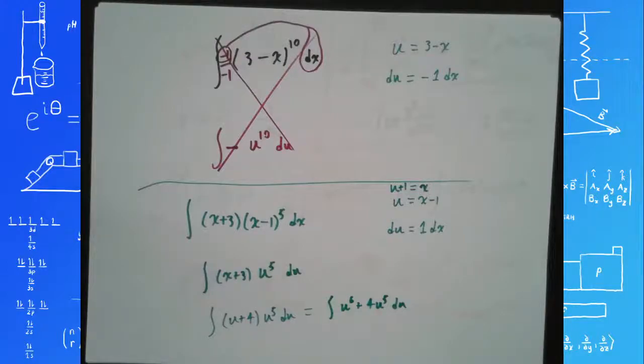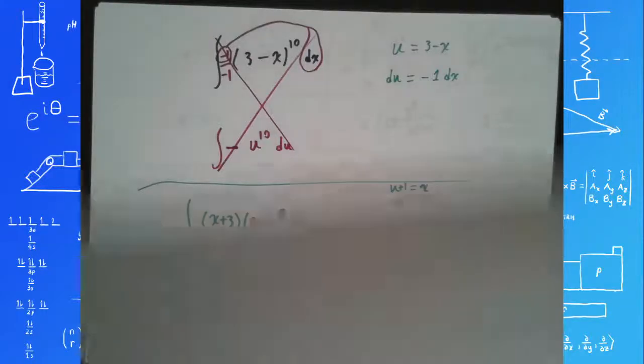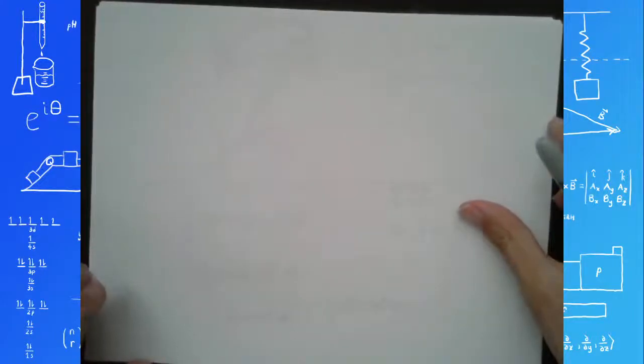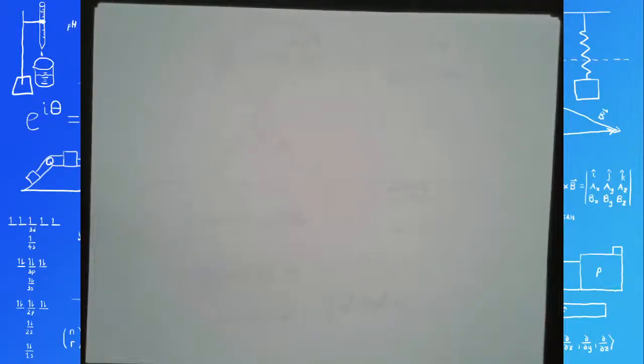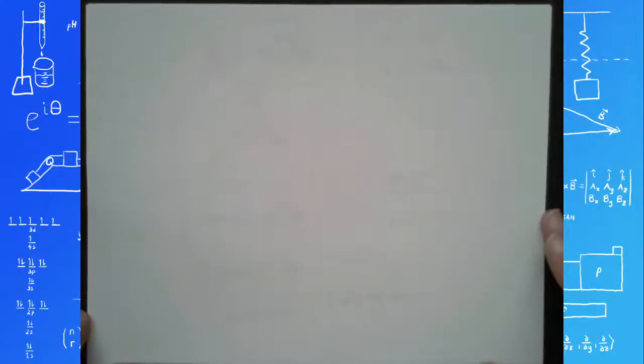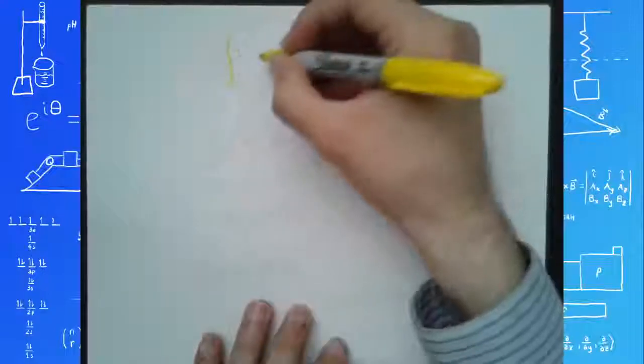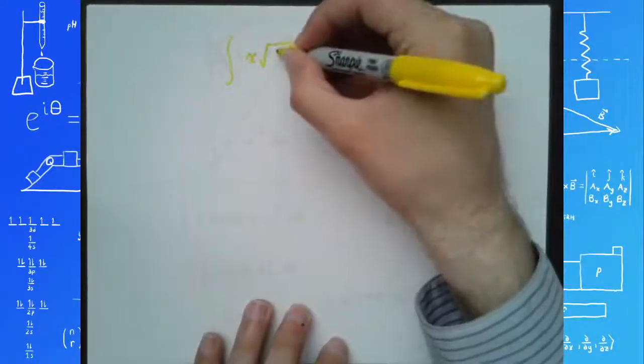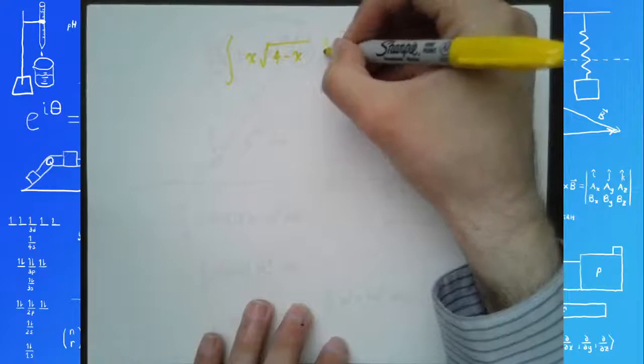Let's take a look at another one. Let's take a look at another case where you might have to do this back substitution thing. Let me check and make sure everything's in view. Yes, it is, though slightly tilted. Okay, let me see, what was that other example they had? So, the integral of x square root of 4 minus x dx.